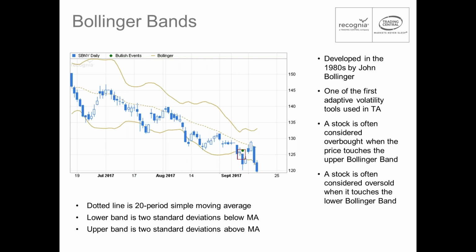Now, another technical indicator that I talked about very briefly in my introduction is what is known as the Bollinger Bands. These were developed by a guy named John Bollinger back in the 1980s, and they were one of the very first adaptive volatility tools used in technical analysis. Here you can see I have a real price chart, and this little dotted line in the middle is the 20-period moving average.